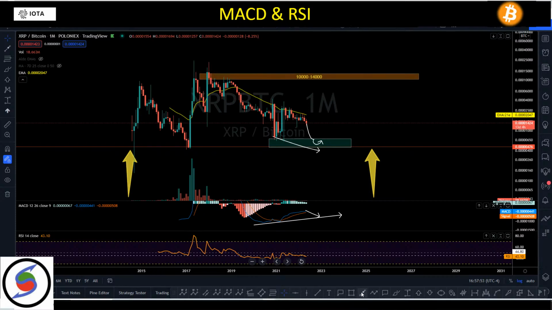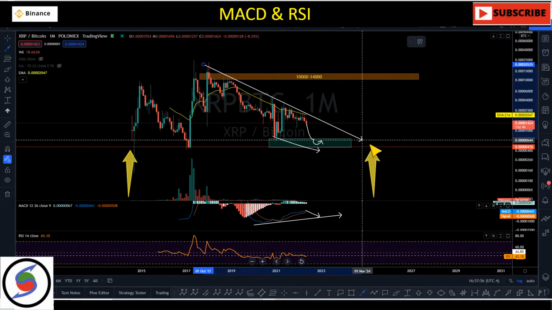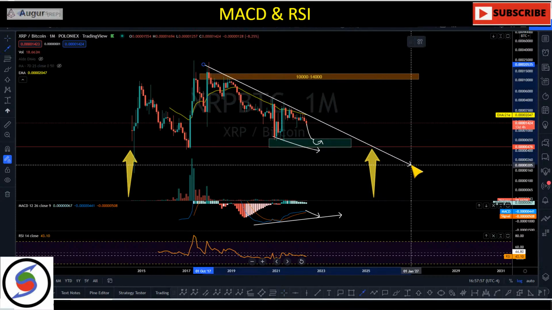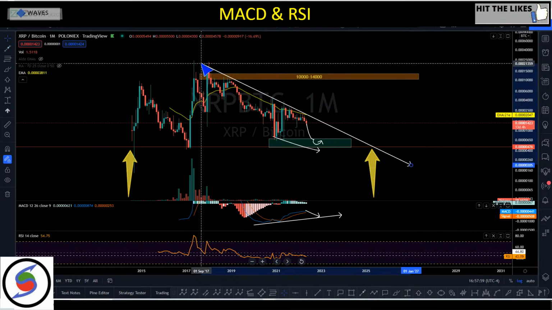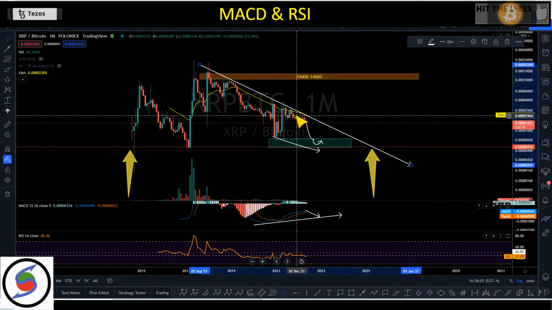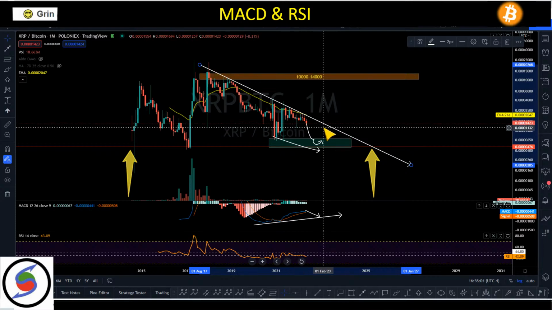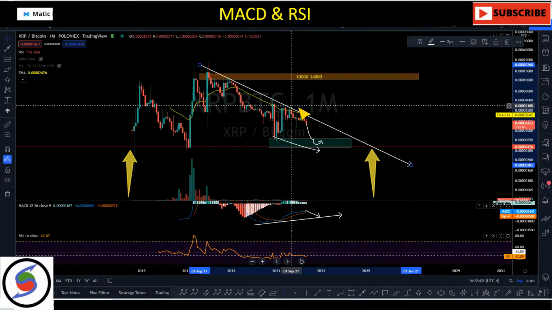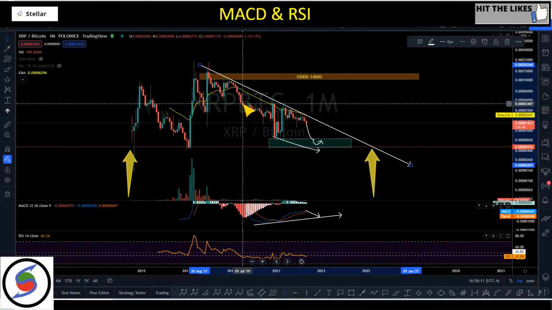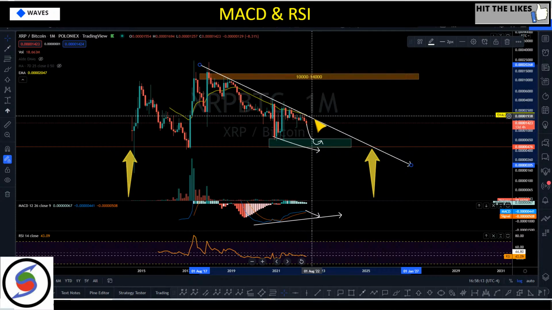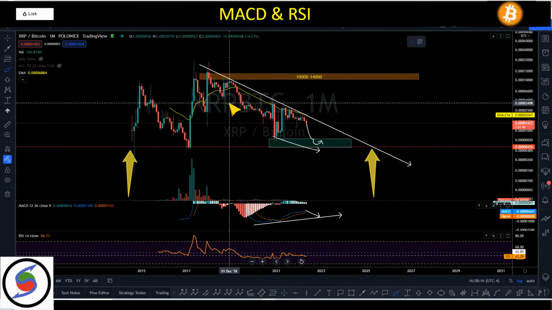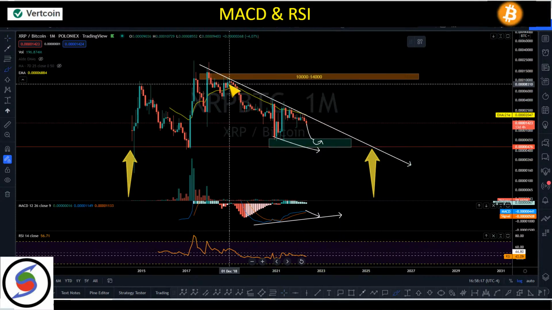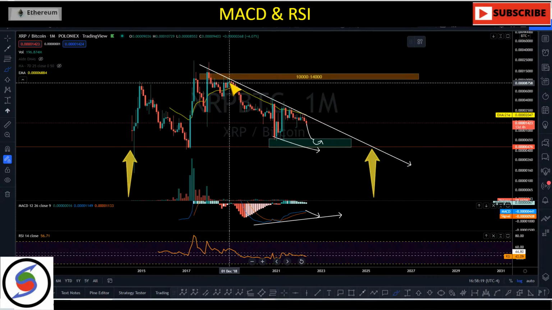I think on the XRP macro view, as long as we stand below the 21 EMA versus USD and versus BTC, it is going to be hard for XRP to make any bull case. So we've got to get above the monthly 21. We've got to get a candle open and close above the monthly 21. The last time we got a scenario like that was back in 2018, not at the peak, but at the BTC bottom.